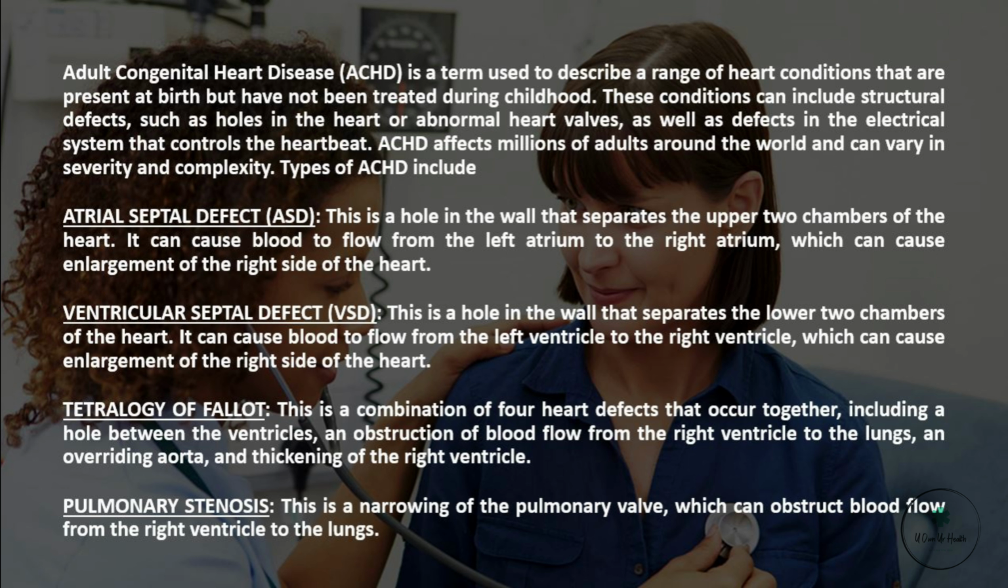Tetralogy of Fallot. This is a combination of four heart defects that occur together, including a hole between the ventricles, an obstruction of blood flow from the right ventricle to the lungs, an overriding aorta, and thickening of the right ventricle. Pulmonary stenosis. This is a narrowing of the pulmonary valve, which can obstruct blood flow from the right ventricle to the lungs.